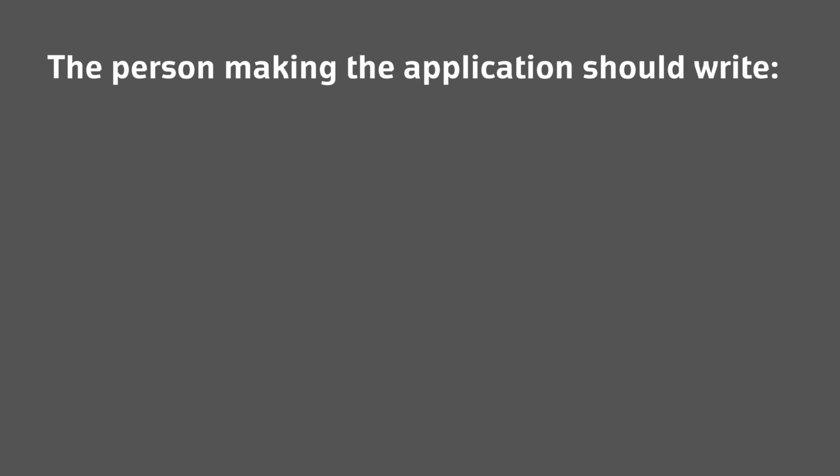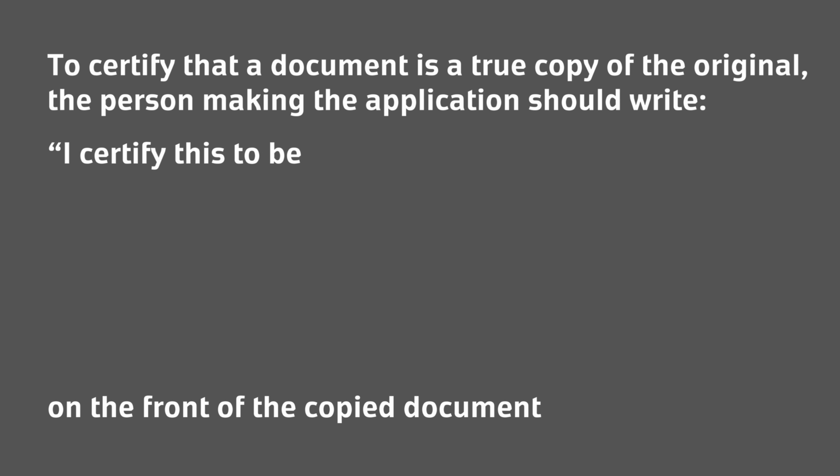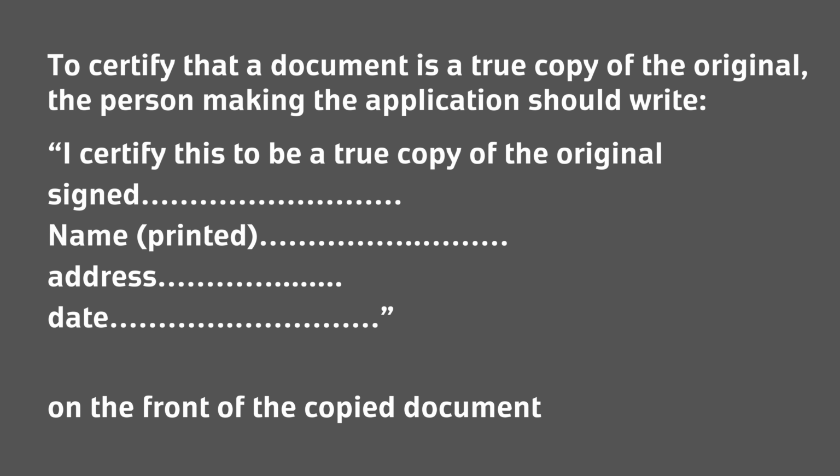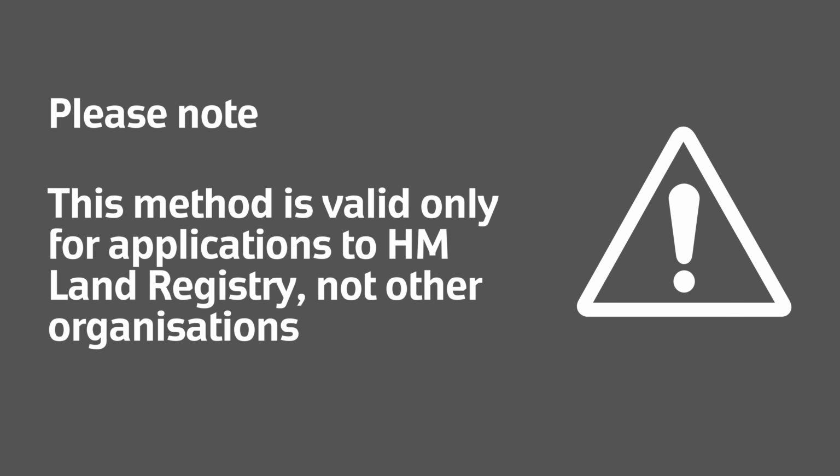To certify that a copy of a document is a true copy of the original, the person making the application should write, "I certify this to be a true copy of the original." Signed, name printed, address, date, on the face of the copied document, as shown on screen. Please note, this method is valid only for applications to HM Land Registry, not other organisations.